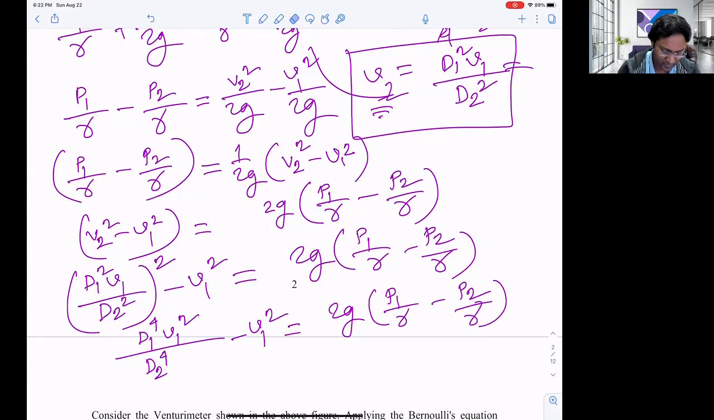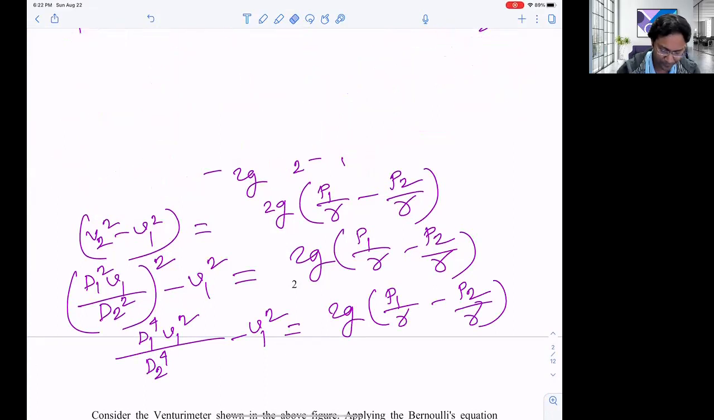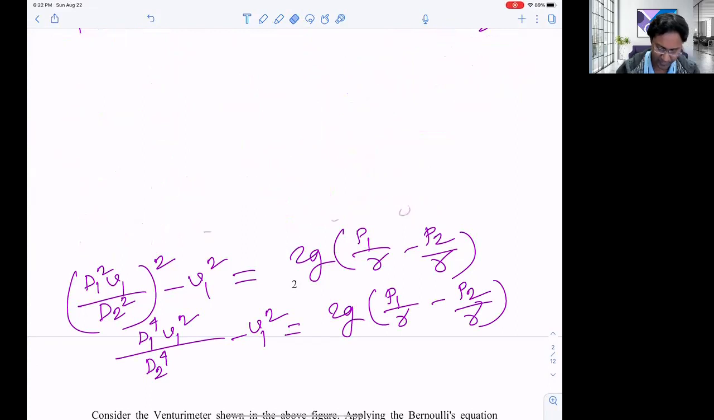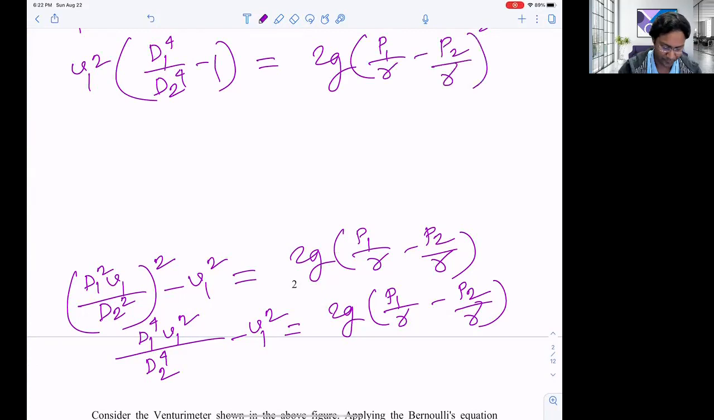I'm just cleaning some space here so that I can repeat. Okay, so we have this formula. So from this part, d2 square, I can even assume v1 square. I can take v1 square out of this one. So I'll have d1 to the power 4, and then I have d2 to the power 4 minus 1 is equal to 2g, and p1 over gamma minus p2 over gamma, right?